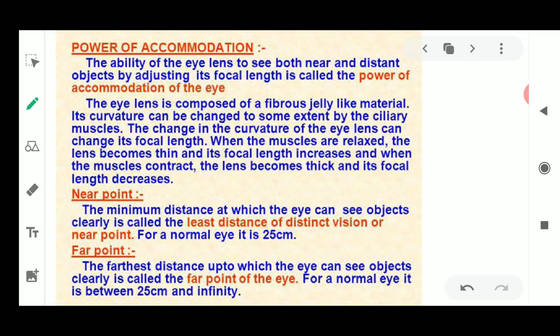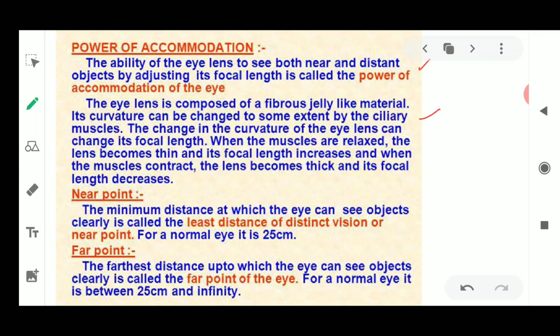The ability of the eye lens to see both near and far objects clearly by adjusting the focal length is called power of accommodation. The eye lens is composed of a fibrous jelly-like material. Its curvature can be changed to some extent by ciliary muscles.